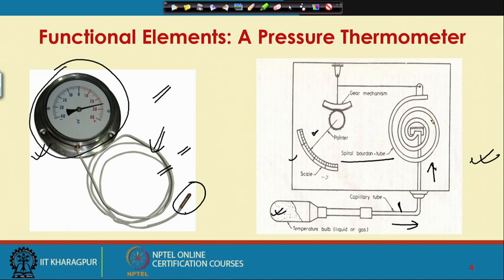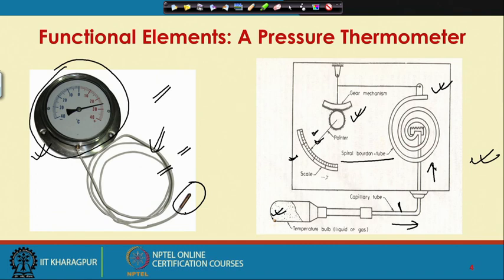So, if pressure is applied to the Bourdon tube, we know there will be a deflection of the tip. This tip deflection is magnified by this gear and linkage system, and we notice a deflection of the pointer against this scale. So, deflection of the pointer against this scale is a measure of the pressure that has been developed inside the Bourdon tube, and that pressure is linked to the temperature of the medium to which the bulb has been put.